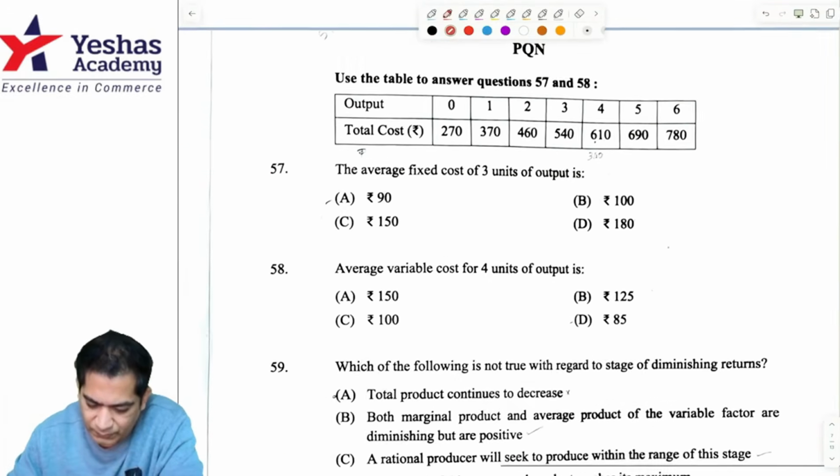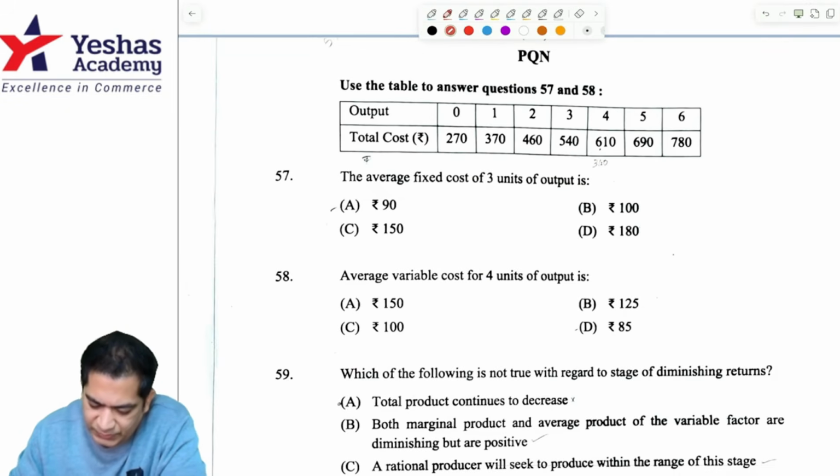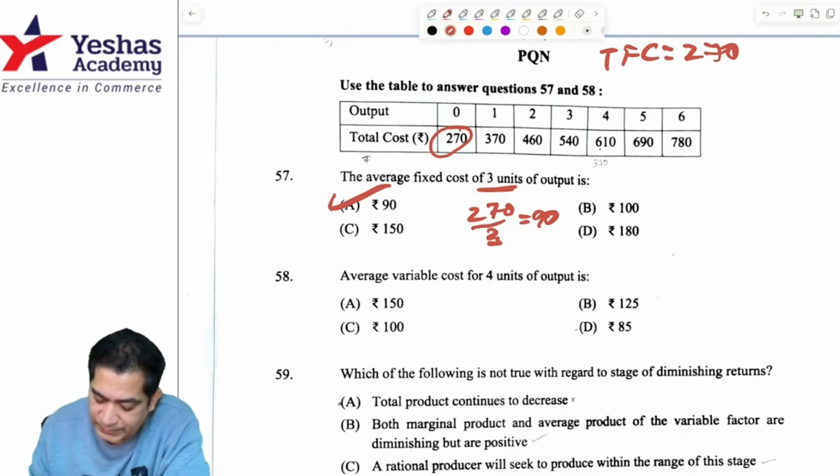Next. Again, a very easy question. Use the following table to answer the question. Average fixed cost of 3 units. When output is 0, TC equals TFC. So it means your TFC is equal to 270. And if they've asked you for 3 units, AFC is TFC divided by output. So the answer will be 90.